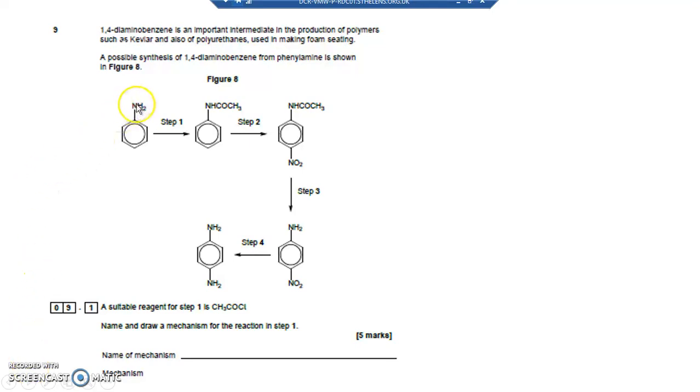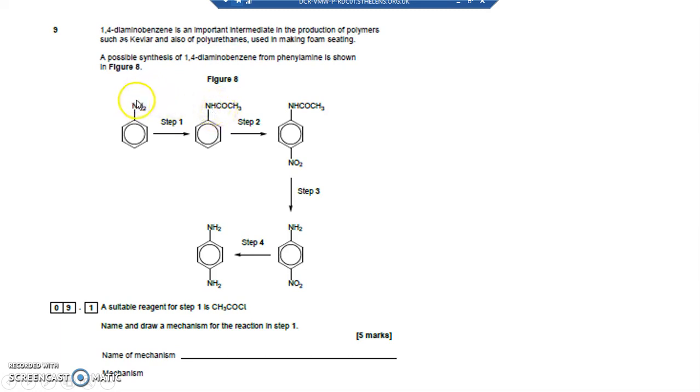Let's have a look at this mechanism. We've got an NH2 going into an NHCOCH3. So an NH2 has got lone pairs of electrons on it. What could it possibly attack? COCH3. Well, the COCH3 has been an acyl chloride. It's had a Cl on there.